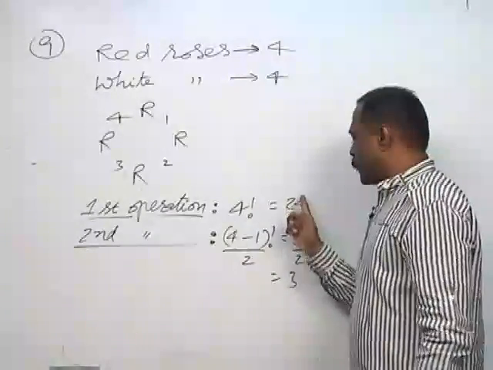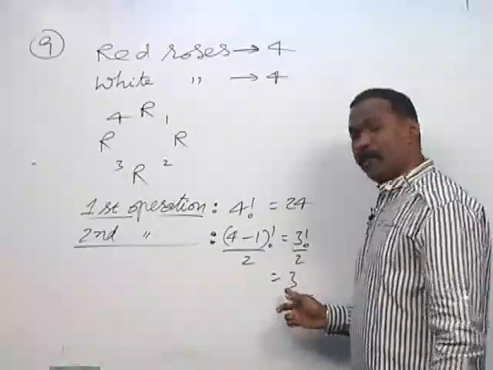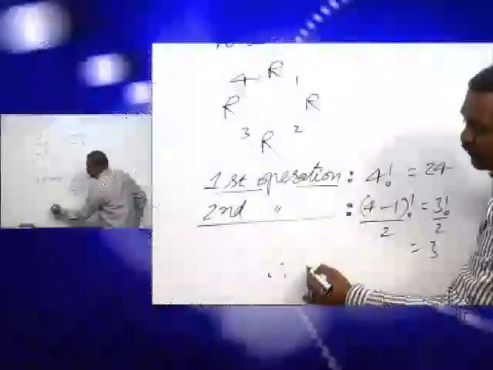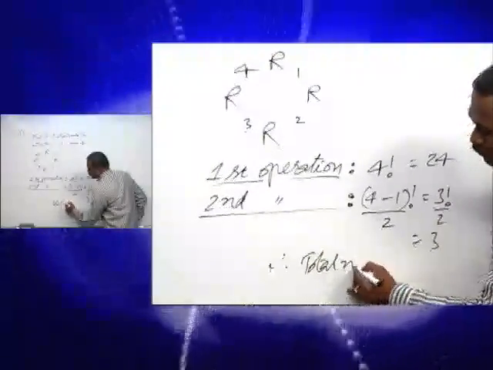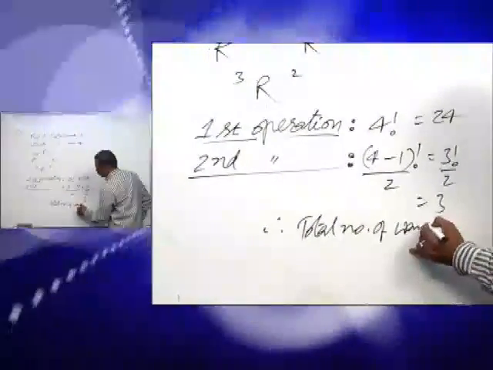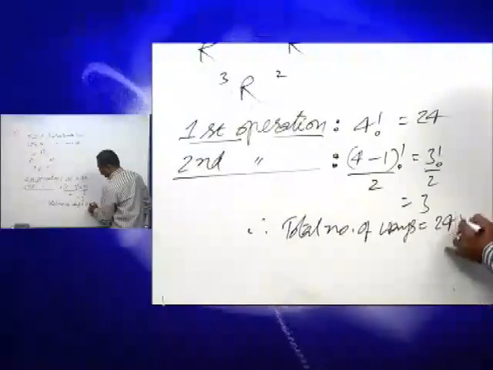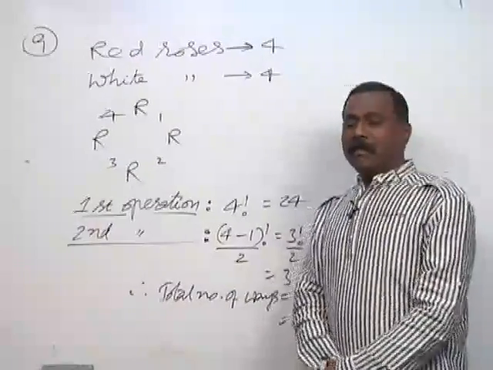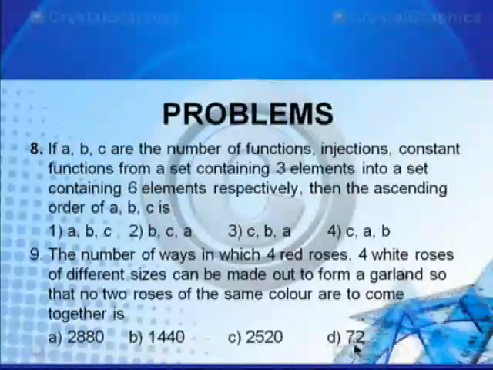First operation can be performed in 24 different ways and the second operation can be performed in 3 different ways. Therefore, total number of ways is equal to 24 into 3 is equal to 72. You can see the answer there. It is A, B, C, D. D is the right answer. It is 72. So understand that.